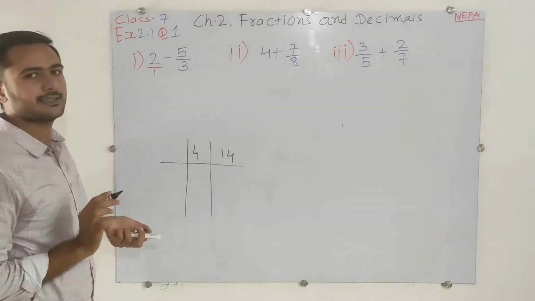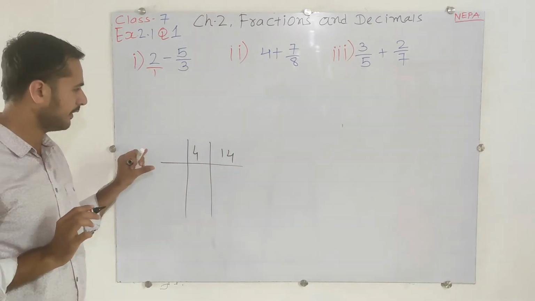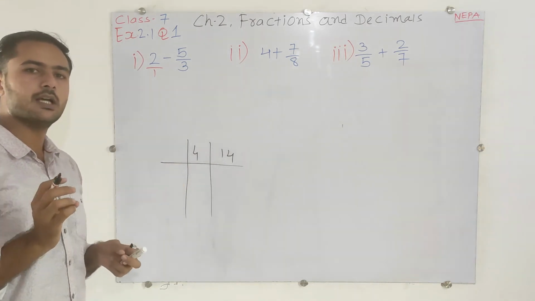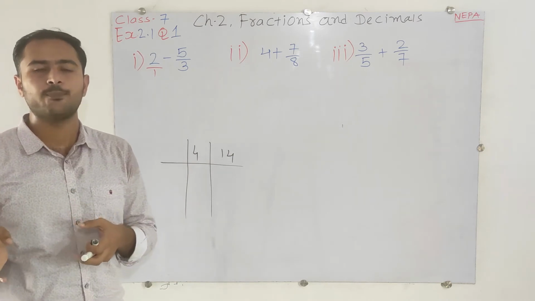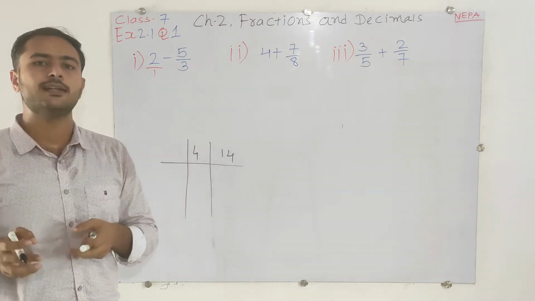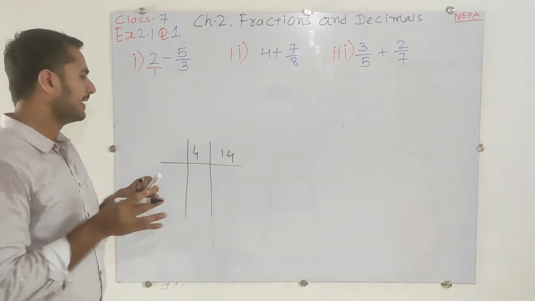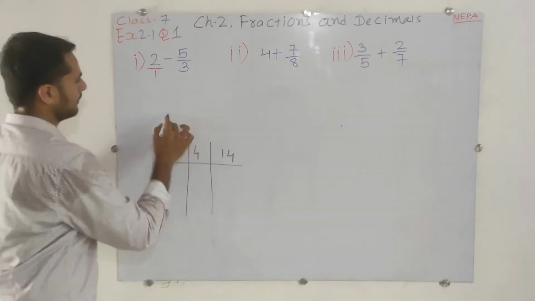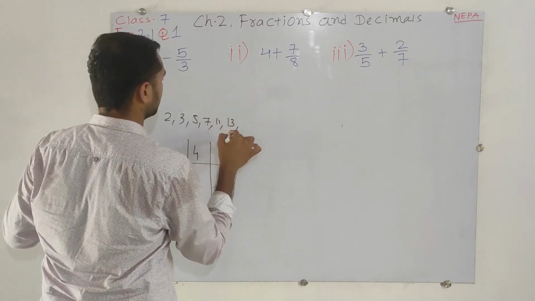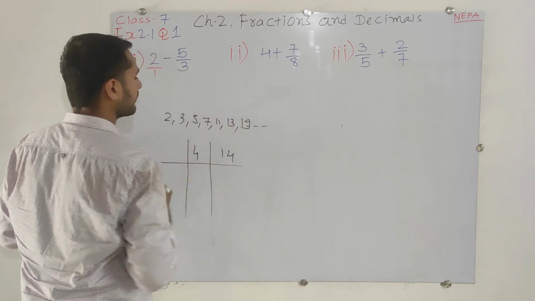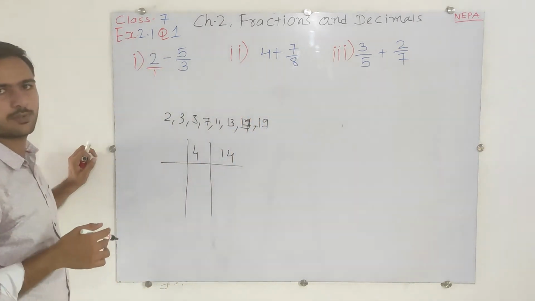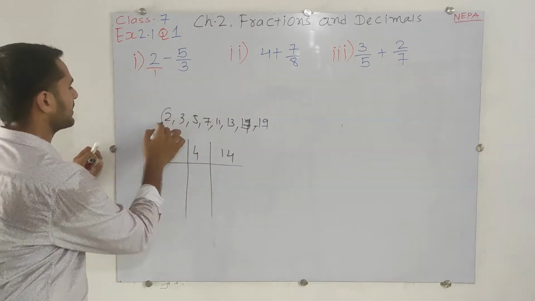You have to prepare a table like this. Okay. Now here is 4 and here is 14. So we will use the numbers like 2, 3, 5, 7. This is the prime factorization method to find the LCM. So we will try to divide these numbers by all the prime numbers. The numbers are 2, 3, 5, 7, then 11, 13, 17 and 19. A lot of numbers are there, but first of all we will start with this 2.